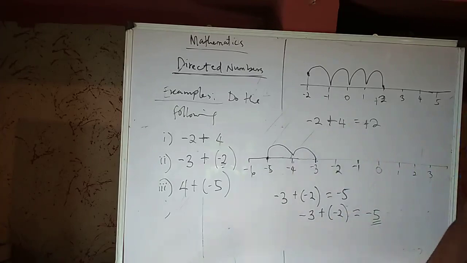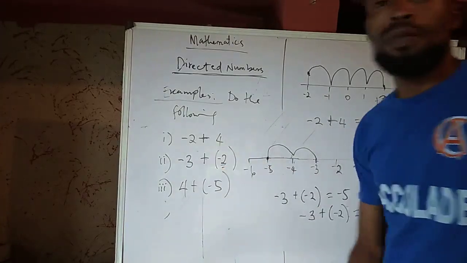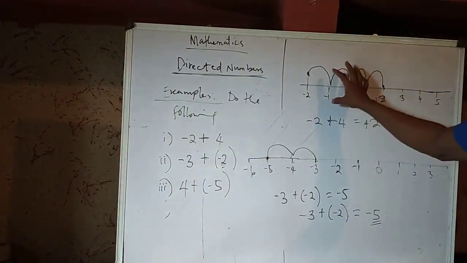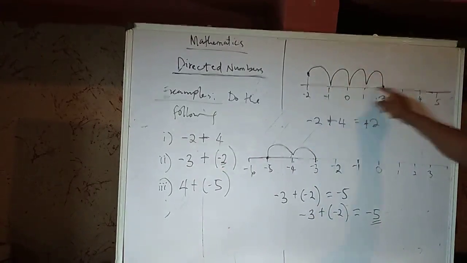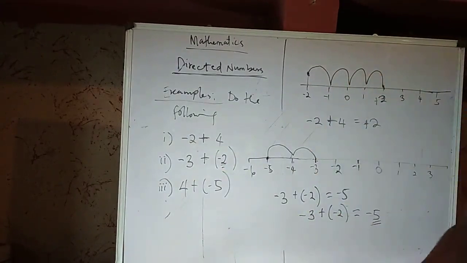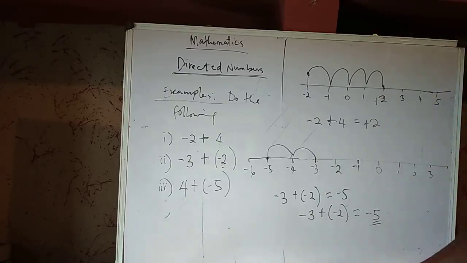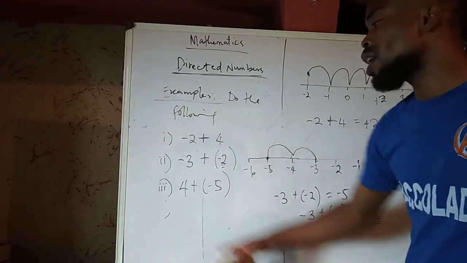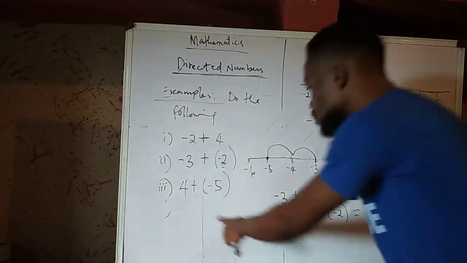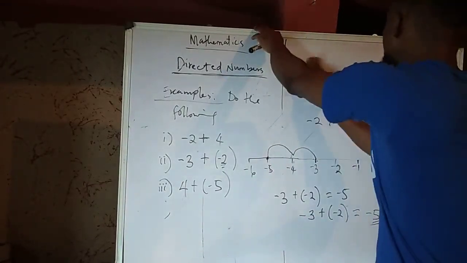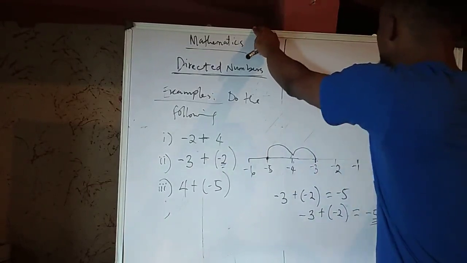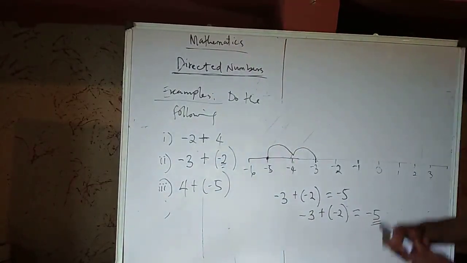You know, it's not every time you have a problem in math that you start drawing the number line. No, it won't work that way for you. So all you just need to do is whenever you have a problem like this, think of what you owe and what you have. Now let's look at this other one here. 4 plus minus 5.